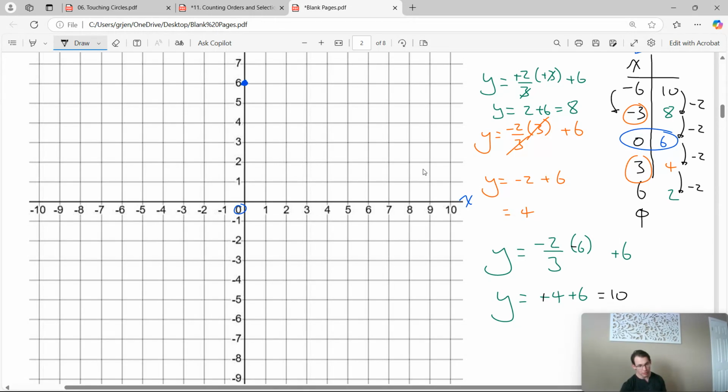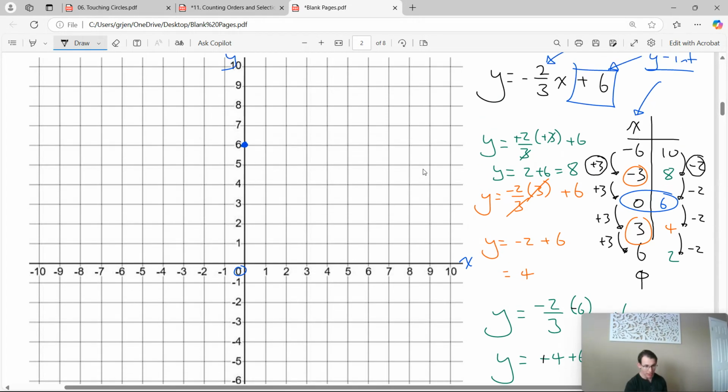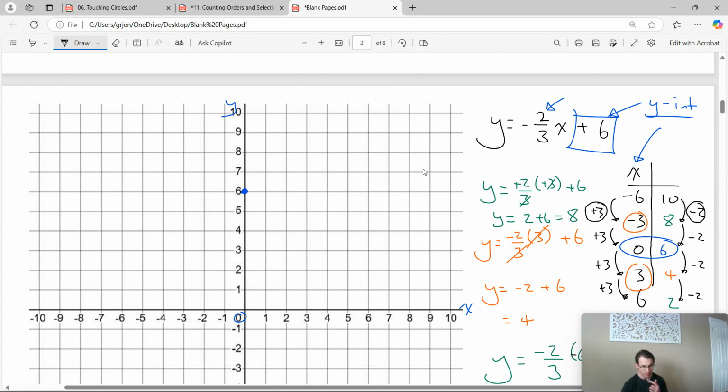And notice this gets bigger by 3. Bigger by 3. Bigger by 3. And that's our gradient, okay? As this runs 3, it rises negative 2. That's our gradient. That's this negative 2/3 number, all right?